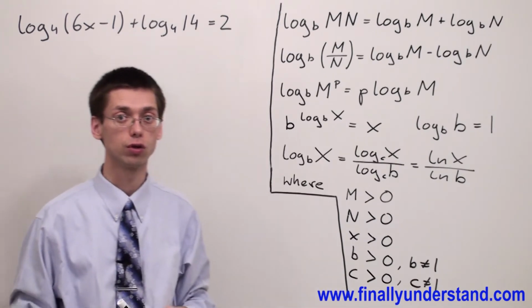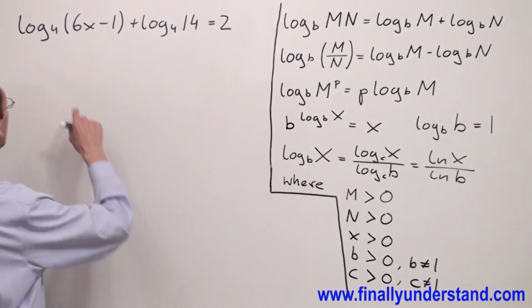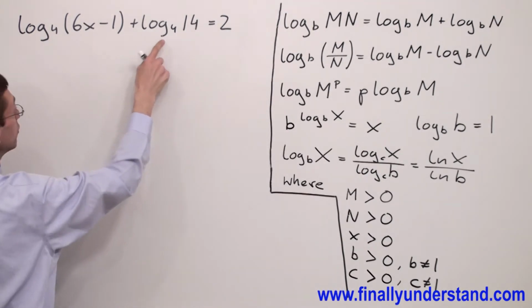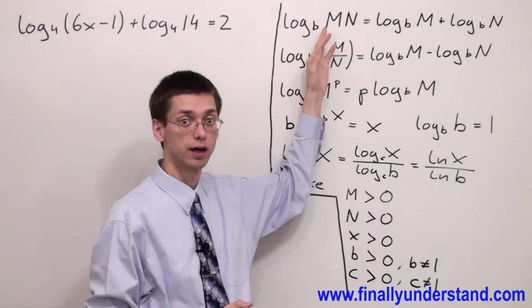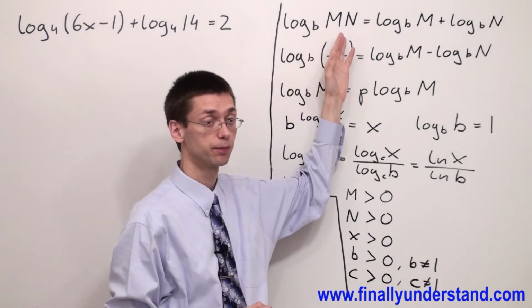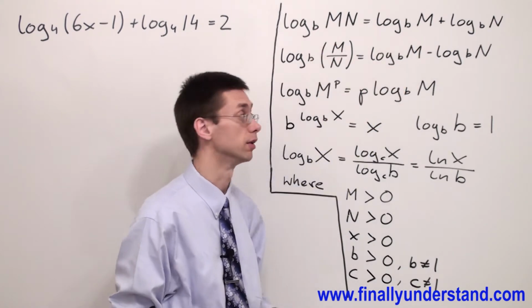Next, you're supposed to look at the base of each log. Base 4 and base 4. We have the same base. That's why I can use the property for the logarithm of the product. The sum of two logarithms gives me the log of the product.